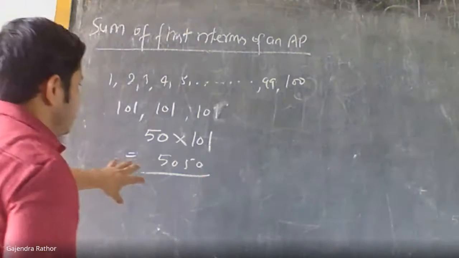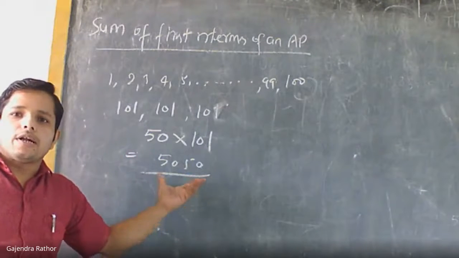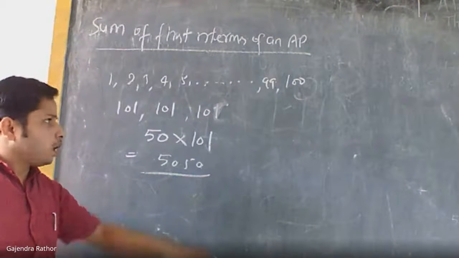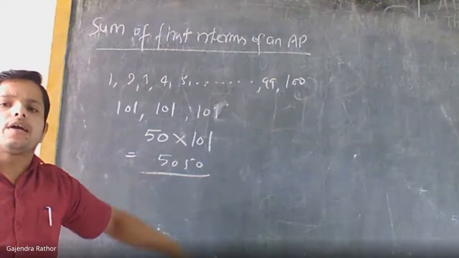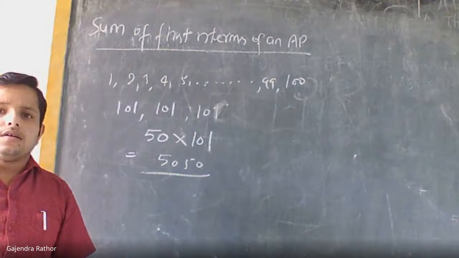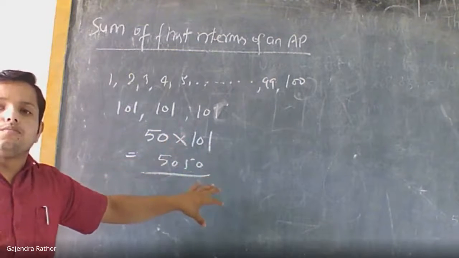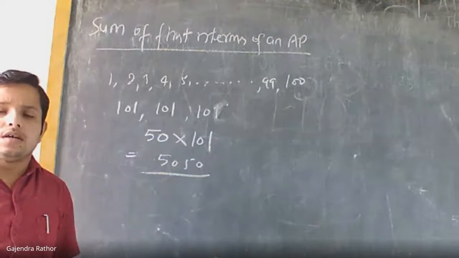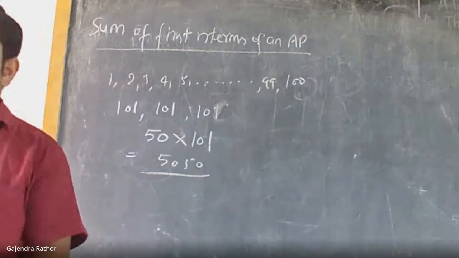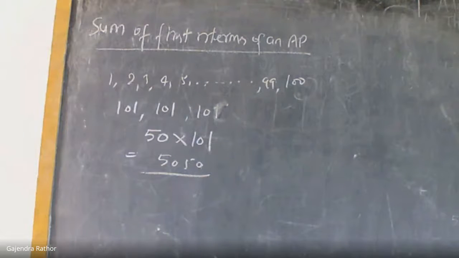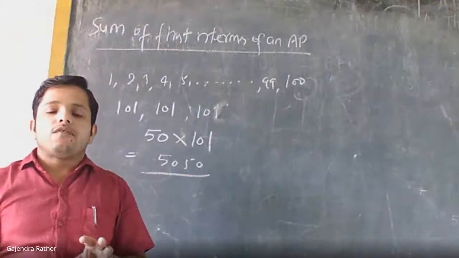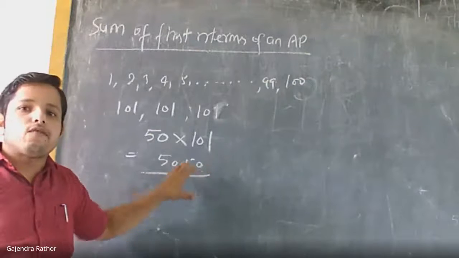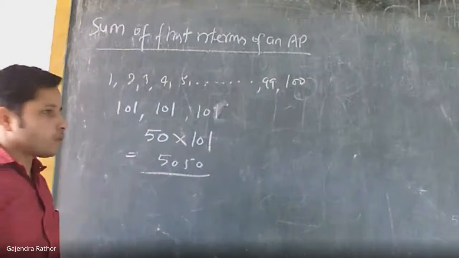Yeah, this is very interesting. We found it without any calculation, without any formula, and I think within 1 minute. And by using this method, we can find the sum of most APs, most patterns, most sequences of numbers within some seconds only. Okay, so now the formula for finding the sum of an AP we will generate from this step.